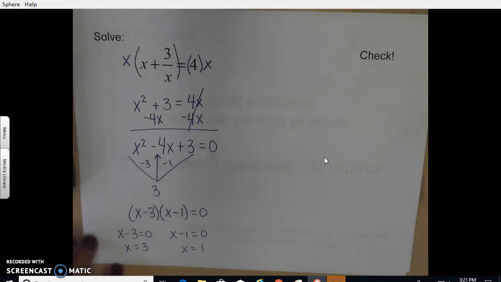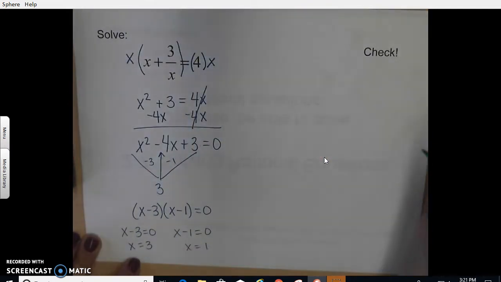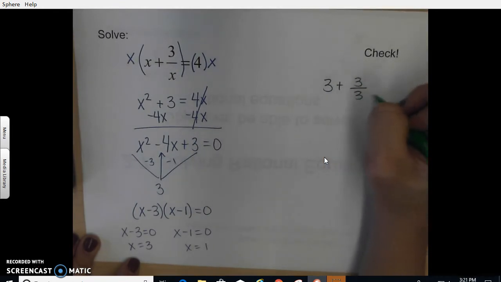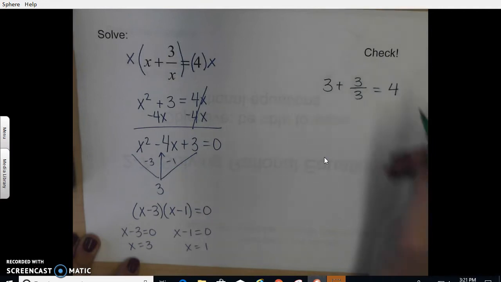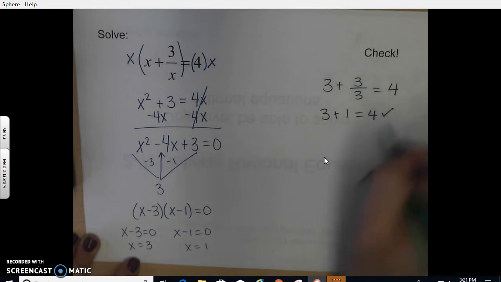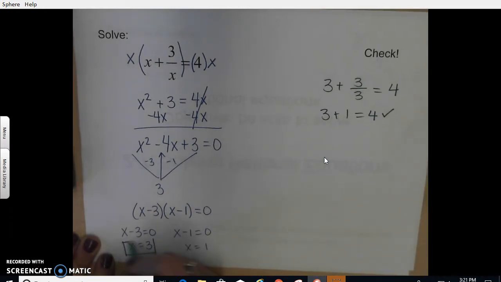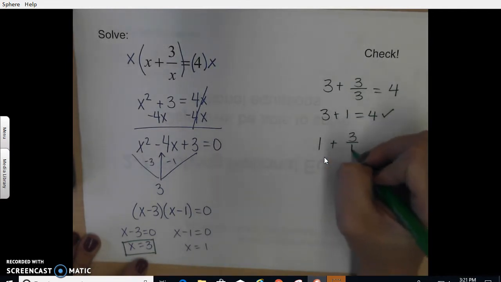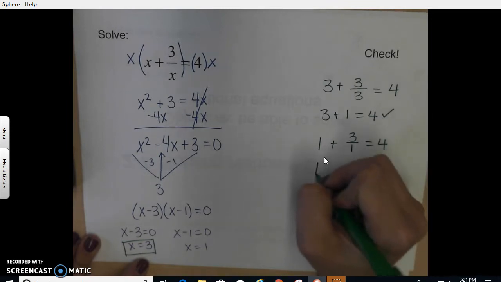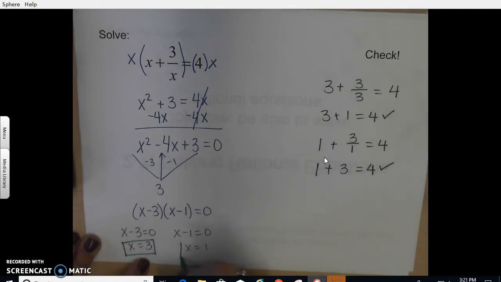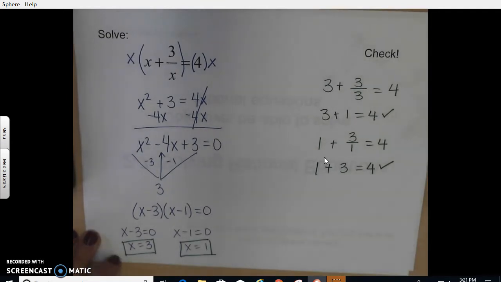So we're plugging into our original equation, 3 plus 3 over 3 equals 4. Does 3 plus 1 equal 4? Yes. So x equals 3 is a solution. Then I try 1. 1 plus 3 over 1 is equal to 4. 1 plus 3 is equal to 4. Yes, that works, so 1 is also a solution.